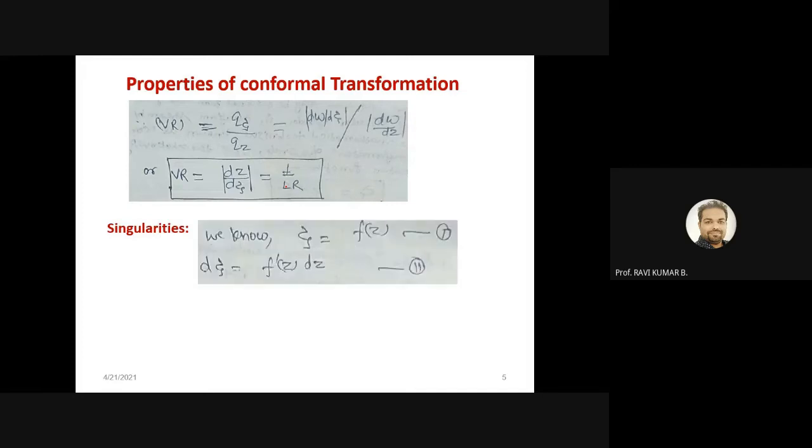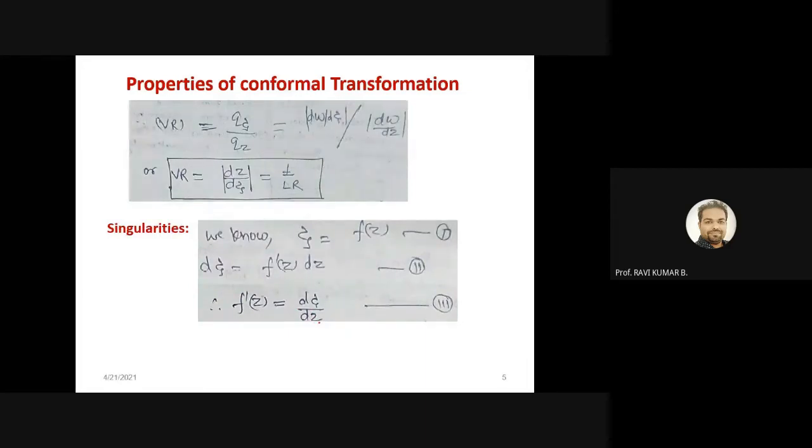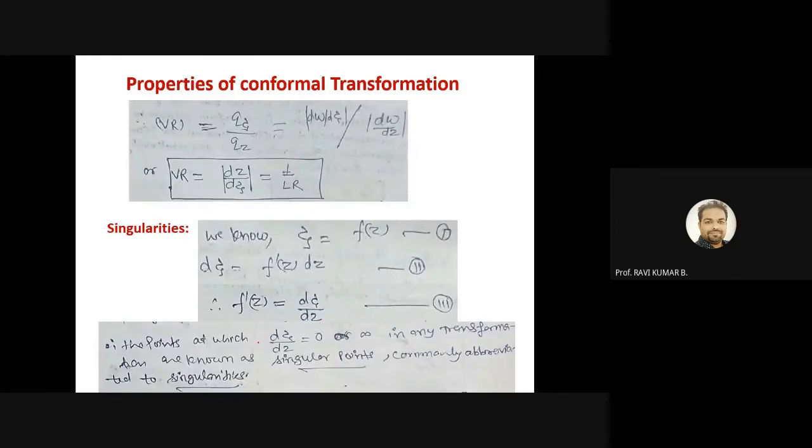So as we know, zeta is equal to function f(z). If you differentiate that, you will get f dash z dz, right? Or you can say f dash z is equal to d zeta divided by dz, all right? The singularity is defined as the point at which this d zeta by dz is equal to zero or infinity. Just keep in mind.